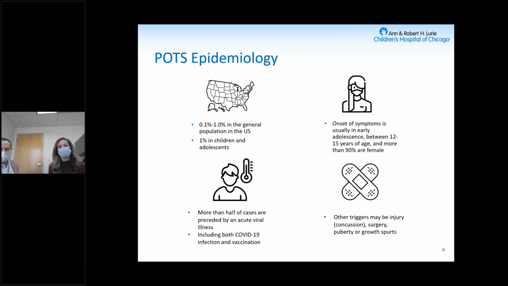More than half of our cases are preceded by a severe acute viral illness, which can include novel coronavirus infection or vaccination against COVID-19. Other triggers typically include injuries, especially concussions or surgeries, and in some cases, even puberty, especially menarche or even growth spurts, we've had complaints starting.